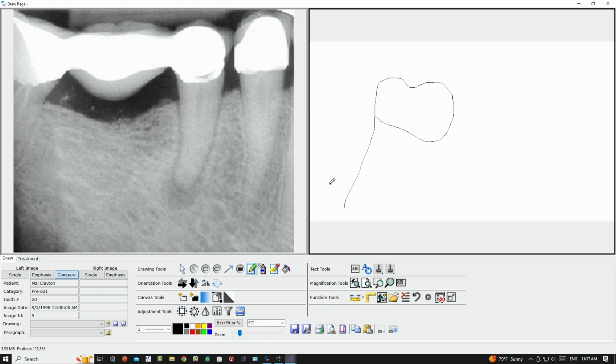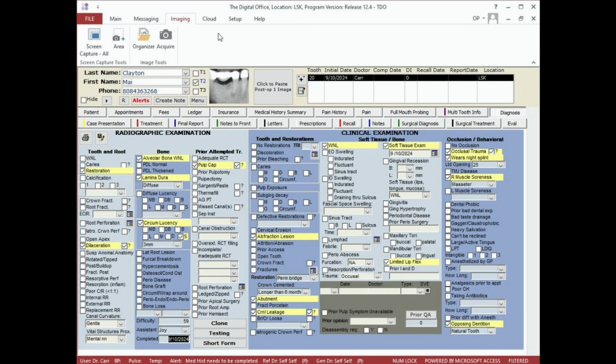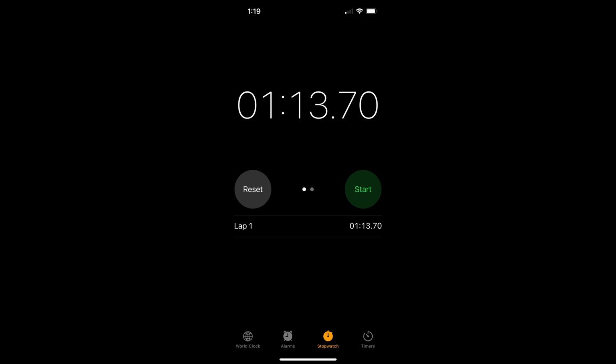So this is how we do it in our office. We do it the same way every time, a very standardized protocol. And we put our watch on it. It took me 1 minute and 13 seconds to fill out that form. Who doesn't have that much time on a case?